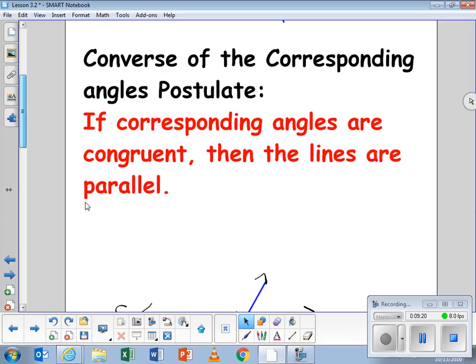Okay? If corresponding angles are congruent, then the lines are parallel. Got that written down already? If the corresponding angles are congruent, then the lines are parallel.